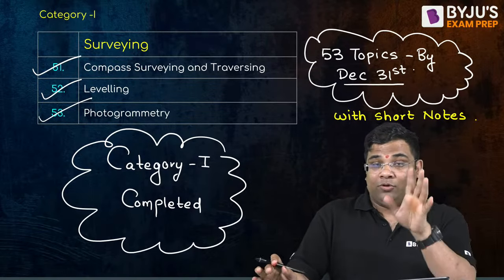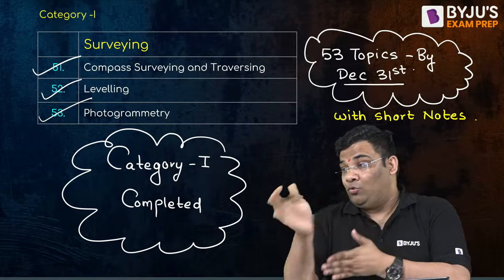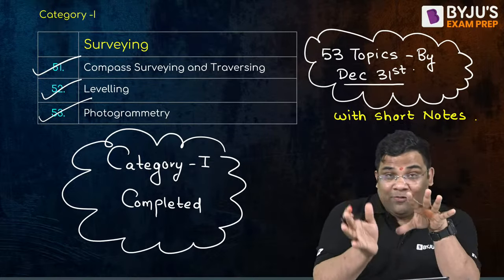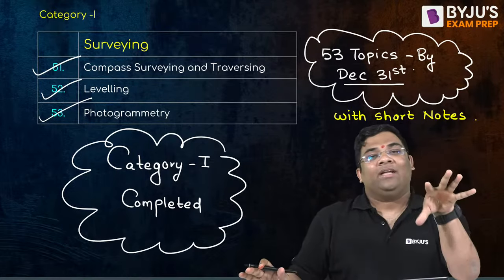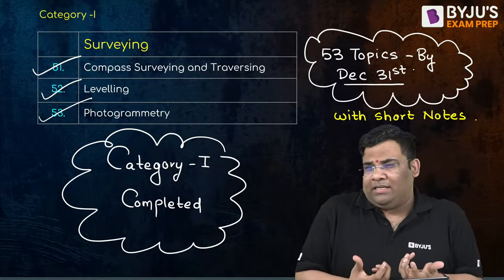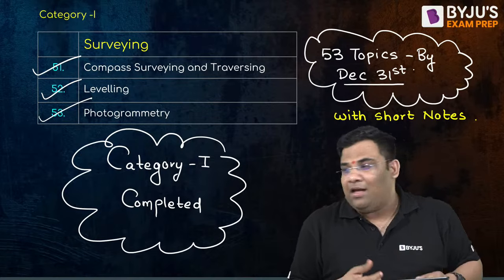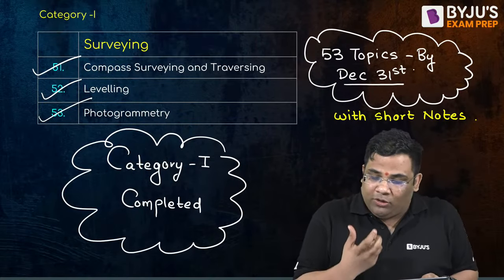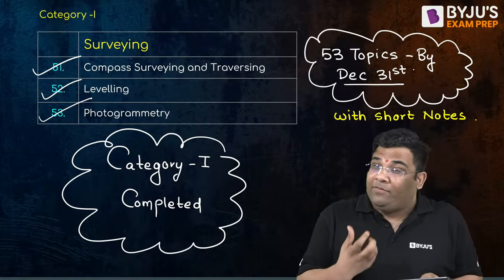In January, you should be completing category 2 and category 3 and revising category 1, because your category 1 is already done. Tell me, when your category 1 is done, you will be feeling very confident, na? Yes or no? Tell me. When your category 1 is done, you will be feeling very confident.